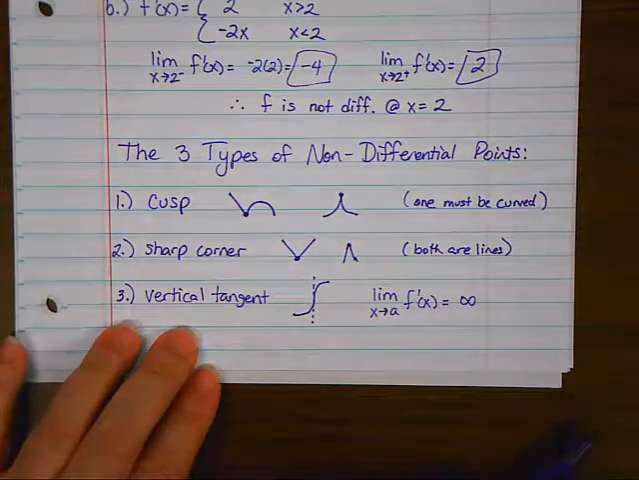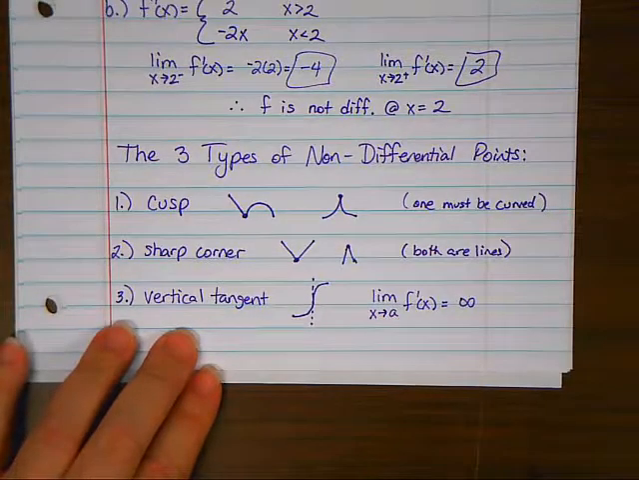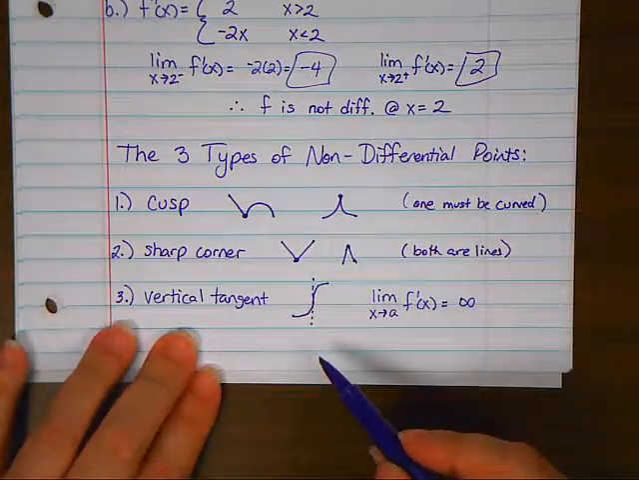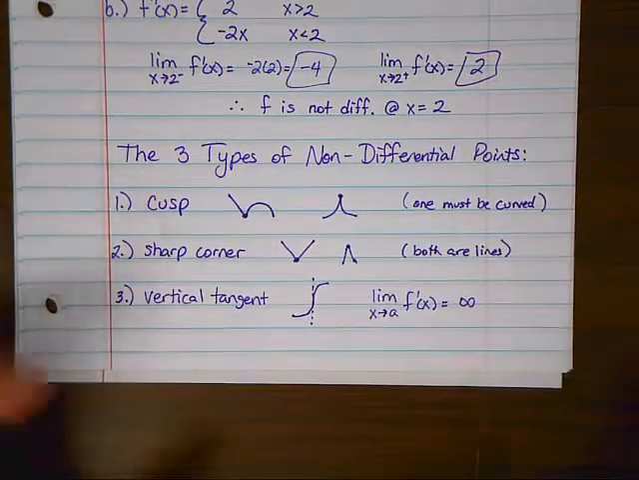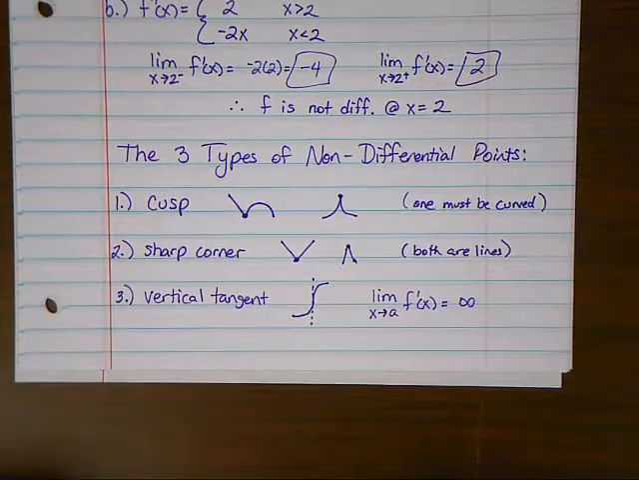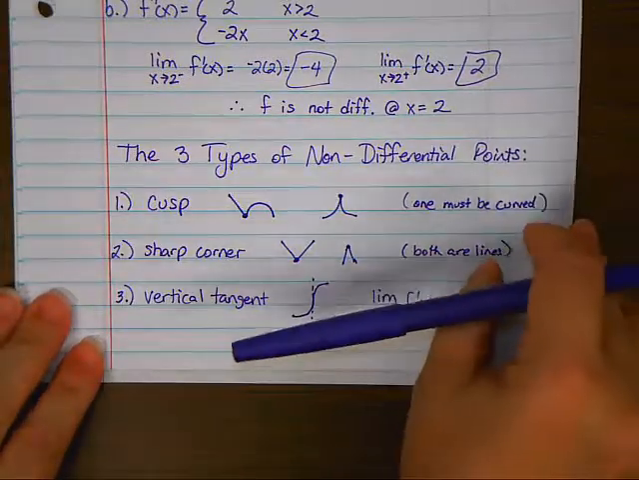Okay. So that's the three different types to look at when you're looking at a picture. Either a cusp, a sharp corner, or a vertical tangent. So now you can look at a graph and say, ooh, it's not differentiable there. But also remember, it's not differentiable if it's not continuous to start with. So let's move on to the last question, which is taking care of the last part of the "we will" statement. We're going to find unknown values to force something to be differentiable.